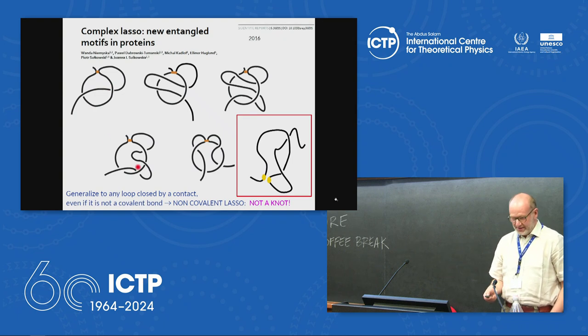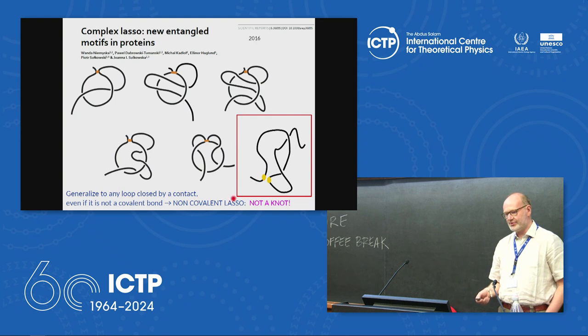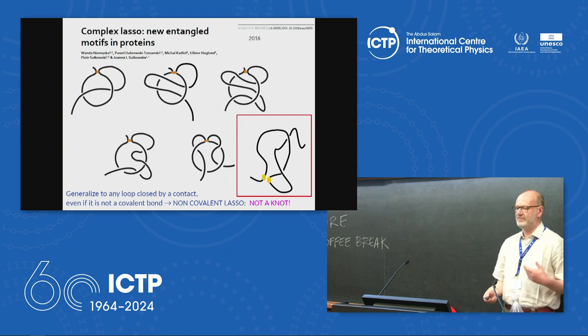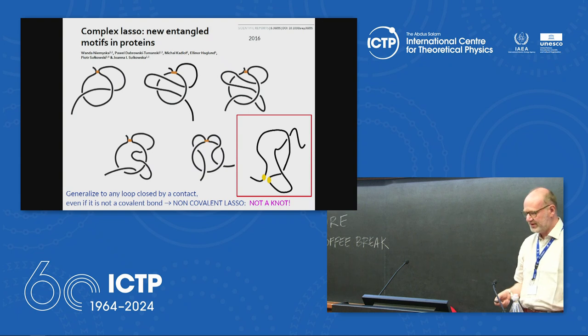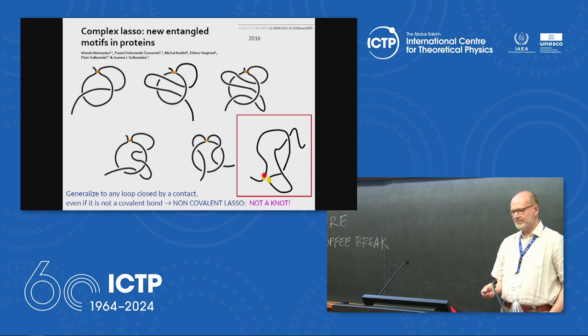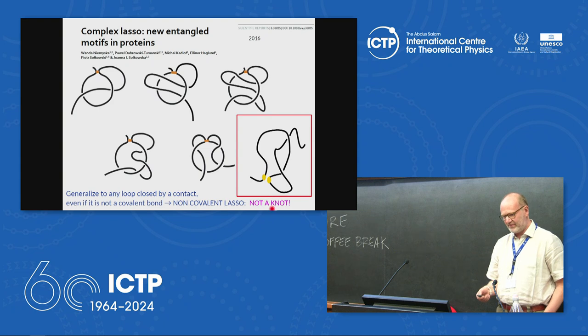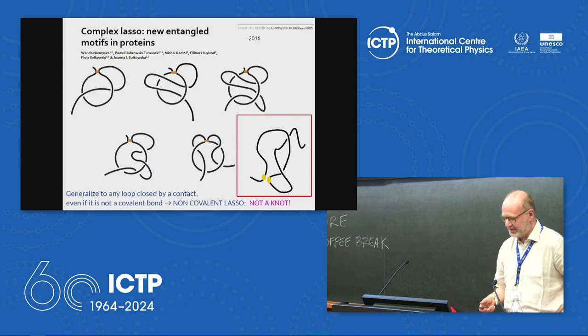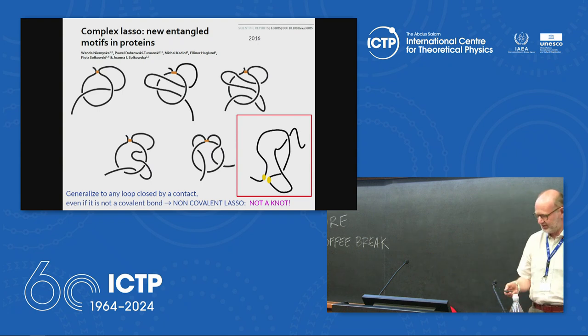Okay, so what we did was to generalize this to the case of non-covalent lassos. So now the two residues which close the loop are not cysteines, so they form a weak non-covalent contact, and this contact may be easily broken, and so this is very different from a knot. This is not a knot in topology in general, because you can just break the contact and then you're back to an unknotted topology.